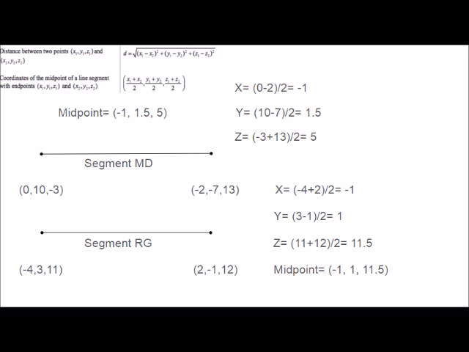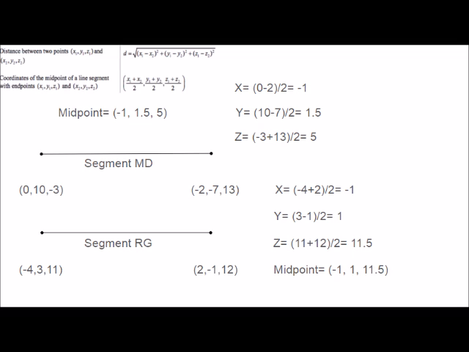So you have -4 plus 2 divided by 2 equals -1. Then for Y, you have R is 3 and G is -1. So you have 3 minus 1 divided by 2 equals 1. And then for Z, you have R at 11 and G at 12. So you have 11 plus 12 divided by 2 equals 11.5. So for segment RG, the midpoint as listed at the bottom of the screen would be (-1, 1, 11.5).